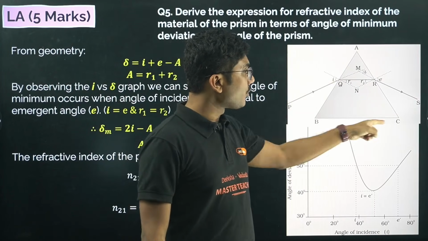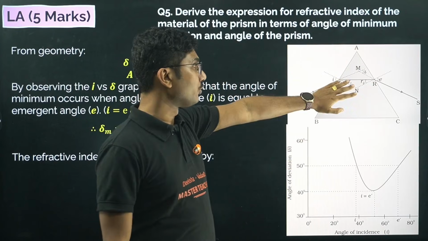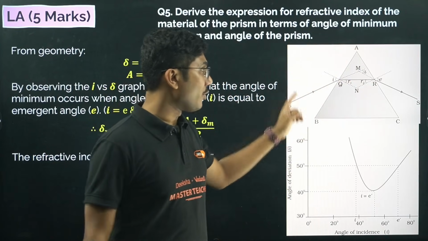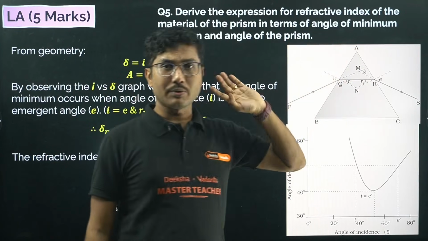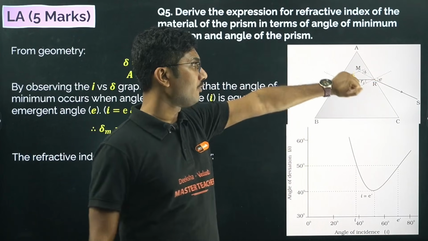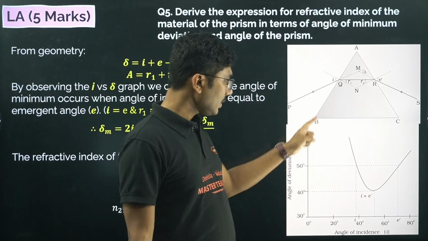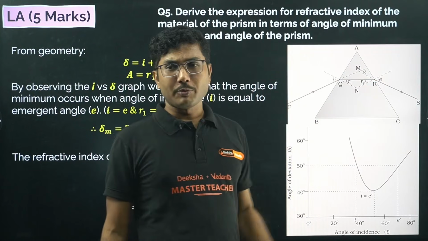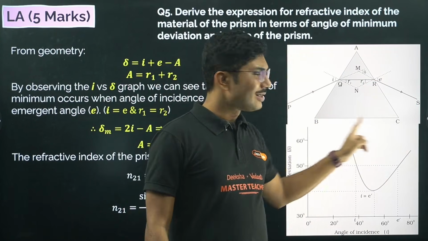So this diagram you have to practice 2-3 times so that you are familiar with what is I, what is E, what is R1, what is R2. Okay, and the delta. So these are the major things. Also the angle of the prism A. This diagram is also important. It's like a slightly curved U.